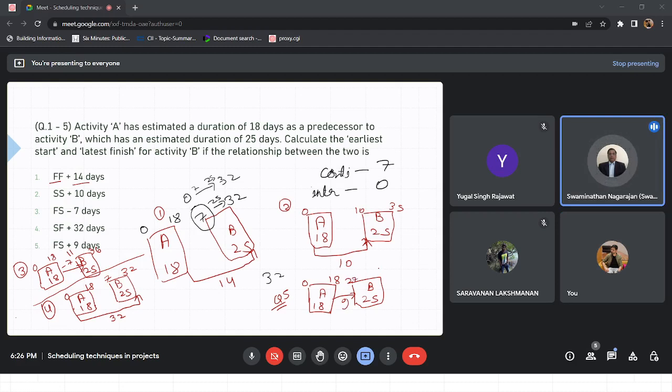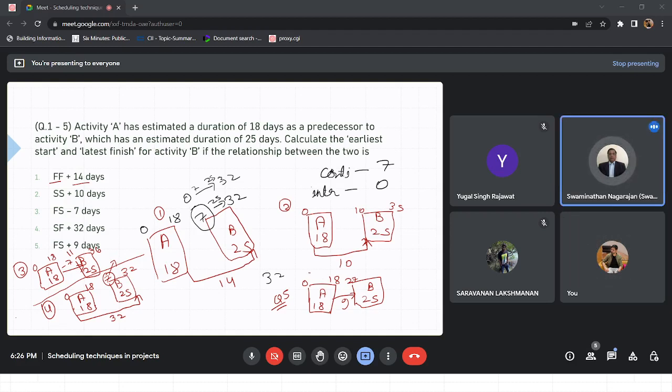Finish to start relationship also, I don't think it will change, right? Finish to start relationship. This 7 can again be 0, right? No, sorry. Finish to start. Yeah, it won't change. Only one relationship is there, because you are already quantifying the start, right? Yeah.